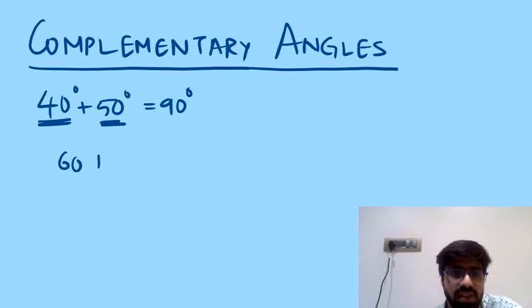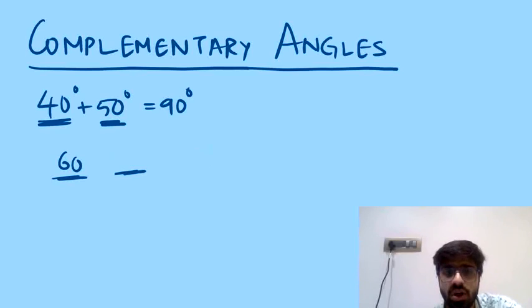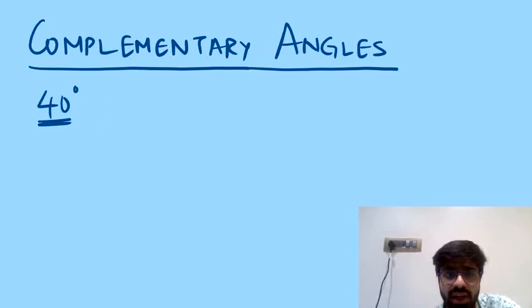Let's talk of 60 and 70. The total gives you 130. This is not 90, and that is why 60 degrees and 70 degrees are not complementary angles. So simply speaking about complementary angles, two angles are complementary if their sum is going to be 90 degrees.